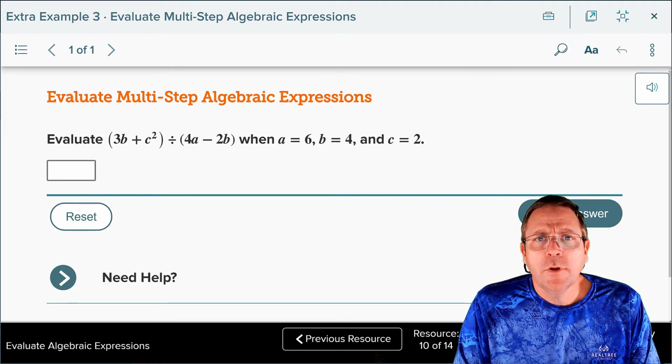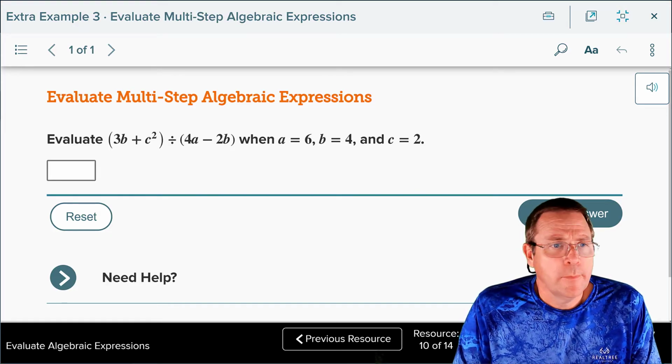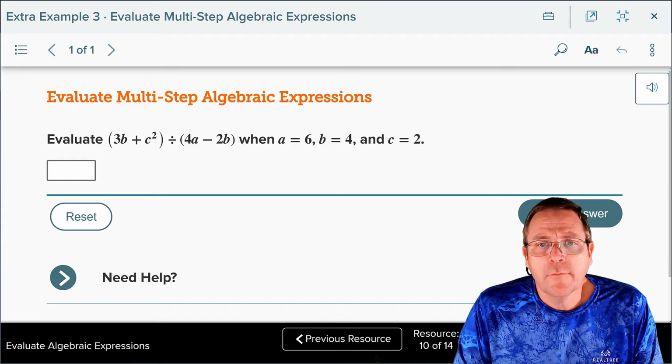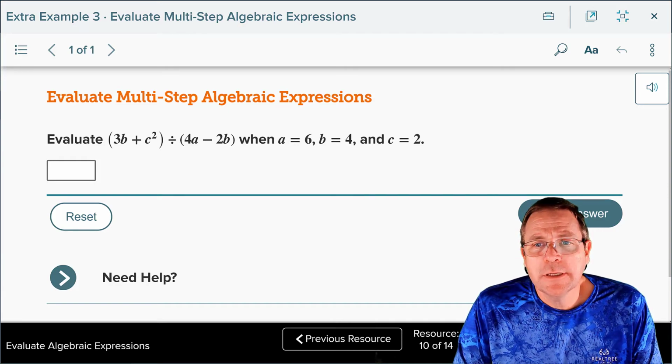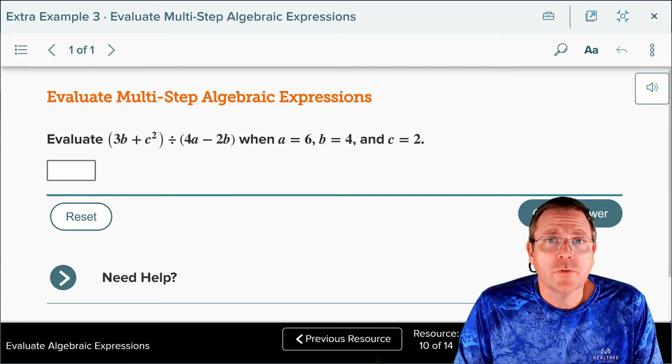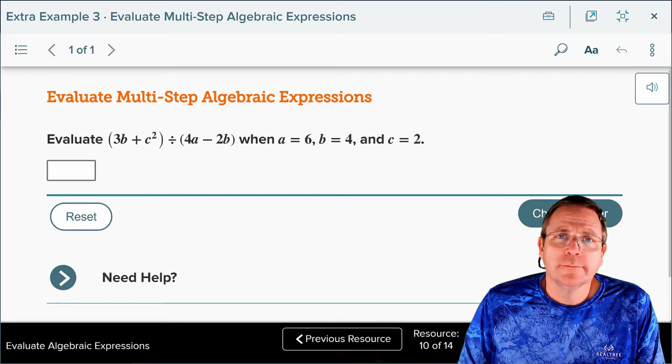Once again, it's going to be your turn to solve a problem on your own. This time, you're going to plug in the values they gave for A, B, and C into this problem, use your order of operations and solve it, and I'll come back and work it for you in just a moment.